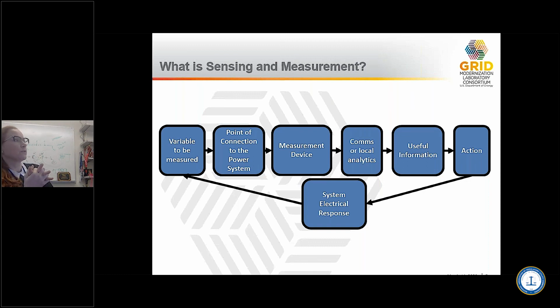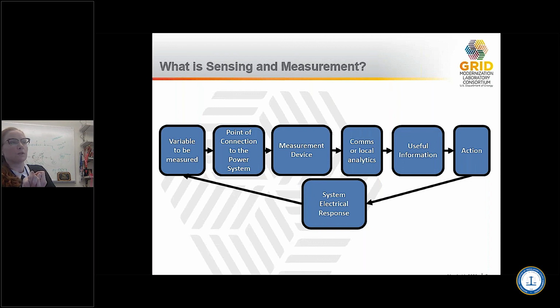We hear a lot about this whole thing of needing to give actionable information to the operators and the planners, but what that actually means and how we get to it is a varied pathway. But for every component, no matter if it's transmission, distribution, at some point we're measuring this system electrical response. So we're measuring the behavior of the electrons on the system or the behavior of some other type of component. That passes up to the point of connection to the power system, the measurement device, communications or local analytics.